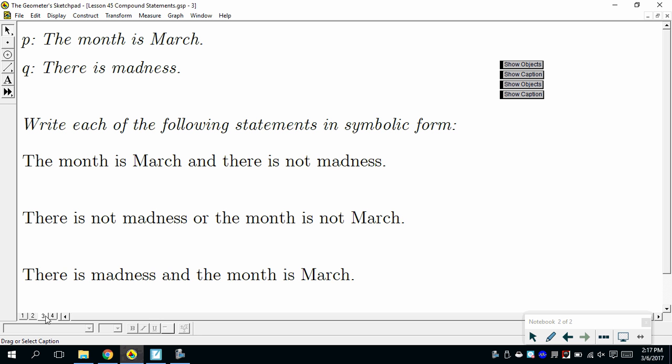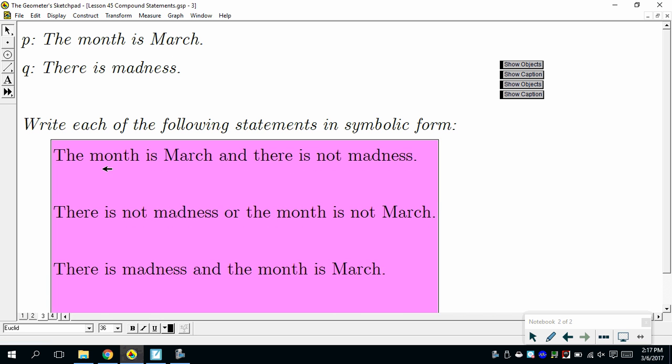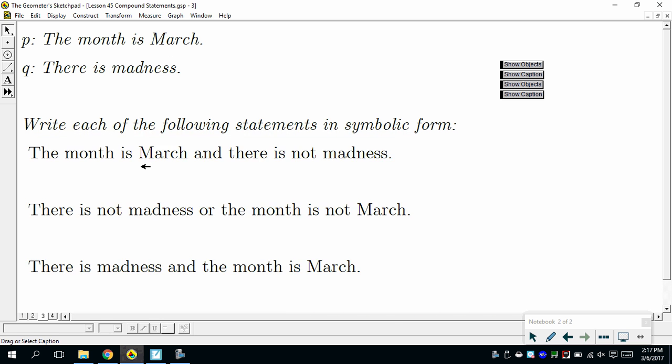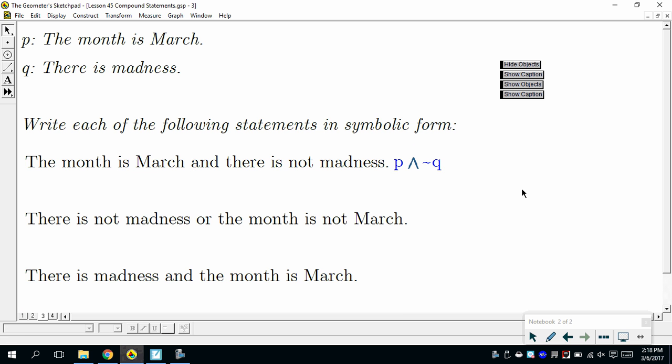So we can do the opposite. We can take a sentence and turn it into symbols. So we have P, the month is March, and Q, there is madness. So here we have, the month is March, that's P, and we put our and symbol. There is not madness means we do not Q, so it looks like that. P and not Q.